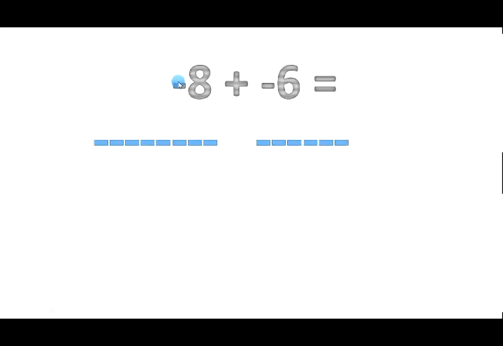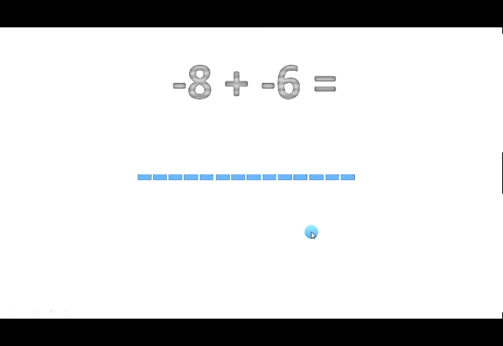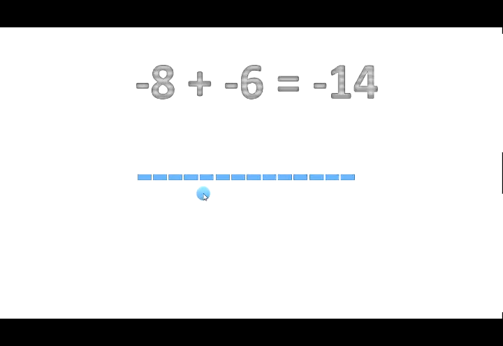What if I had this? Negative 8, 8 negatives, 6 negatives. And if you notice, there is nothing to cancel because only a positive can cancel with a negative. So there is nothing to cancel. All I can do is join them together. So what I would end up with is a negative 14 because I have 14 negatives or 14 opposites.